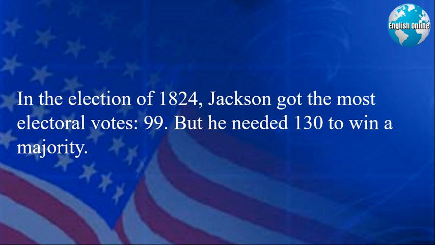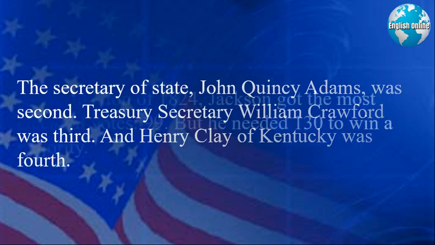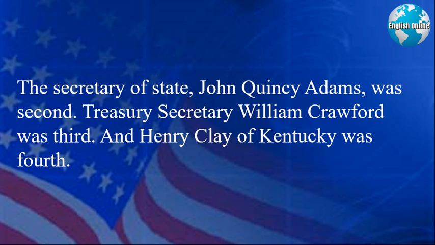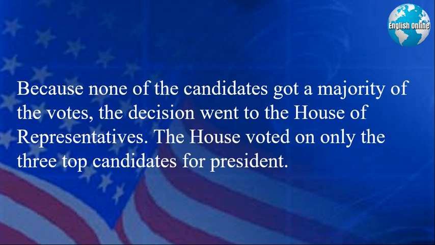In the election of 1824, Jackson got the most electoral votes, 99, but he needed 130 to win a majority. The Secretary of State, John Quincy Adams, was second. Treasury Secretary William Crawford was third, and Henry Clay of Kentucky was fourth. Because none of the candidates got a majority of the votes, the decision went to the House of Representatives.